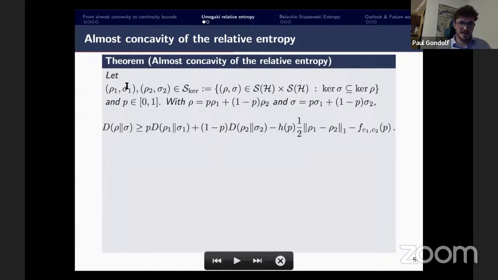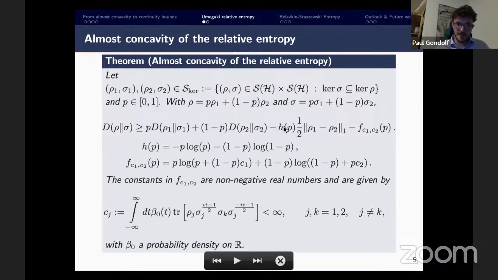And this is the result that we obtain. So we take two pairs of quantum states that satisfy this nice kernel inclusion. Otherwise, we would get infinity for our relative entropy. And then we get this inequality where we have on the right-hand side the almost concave remainder function. This function is built from the binary entropy, the trace 1 norm difference of rho 1 and rho 2, and this f function. And this f function is sort of a weighted binary entropy, with C1 and C2 being constants depending on the states involved. And they can be understood as kind of weighted means of these states.